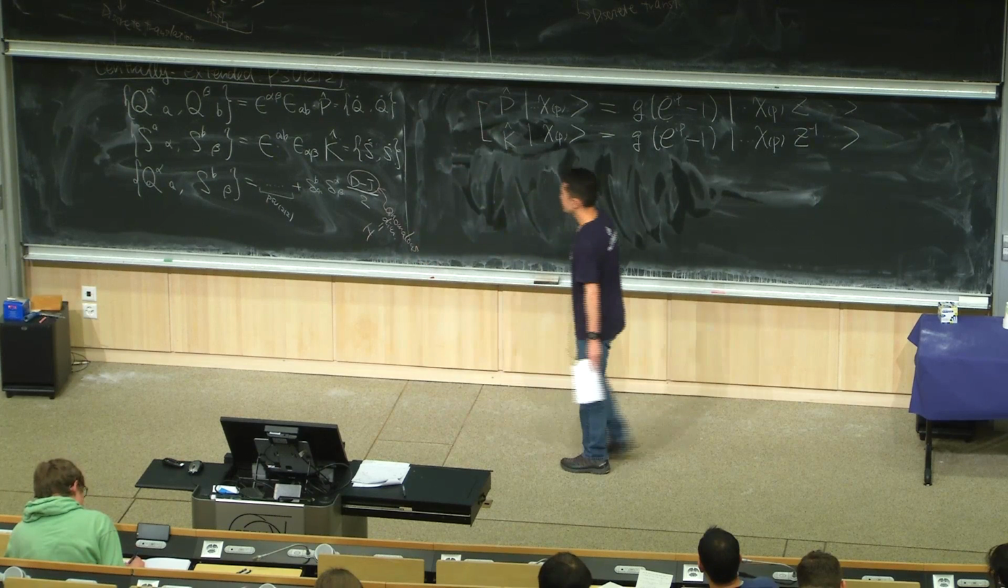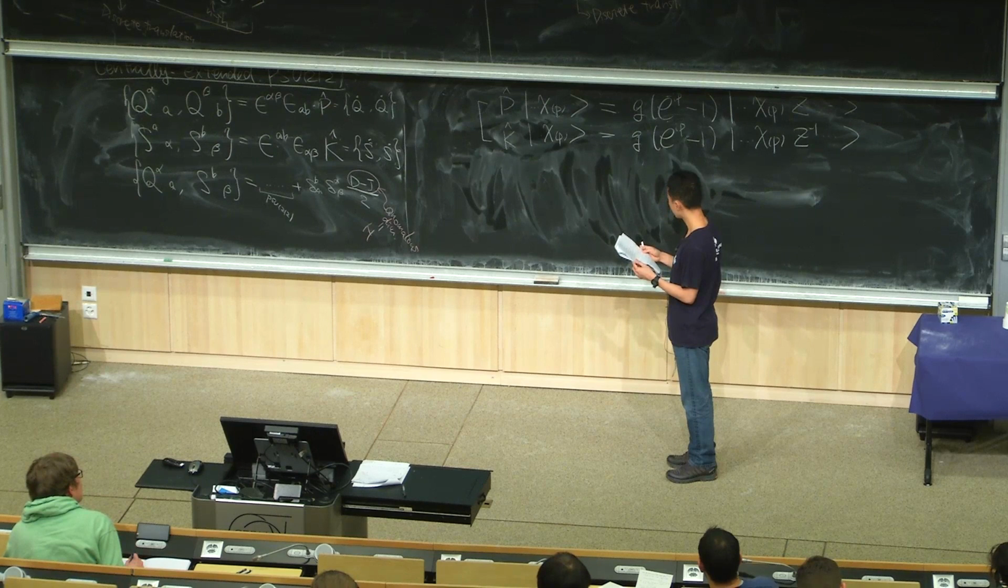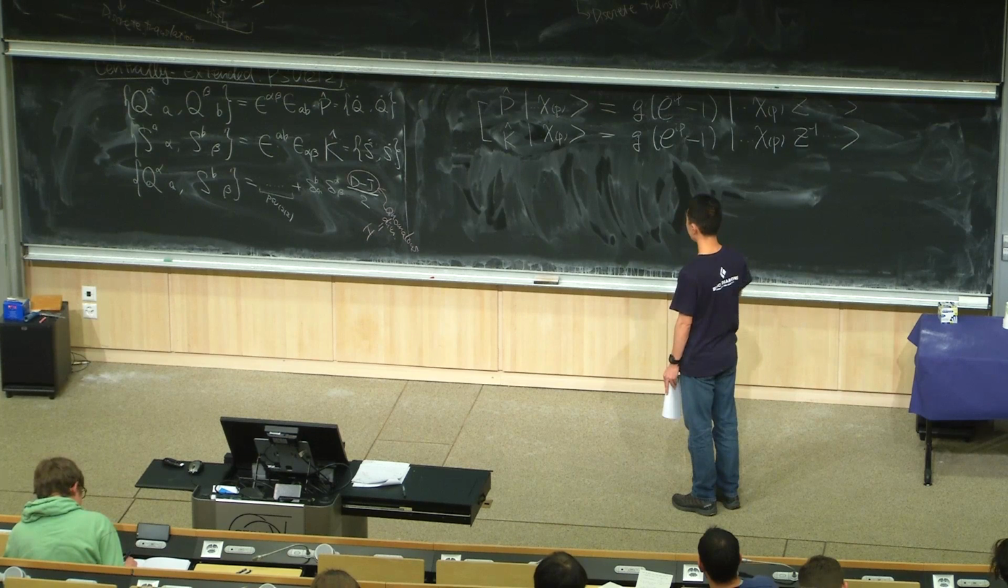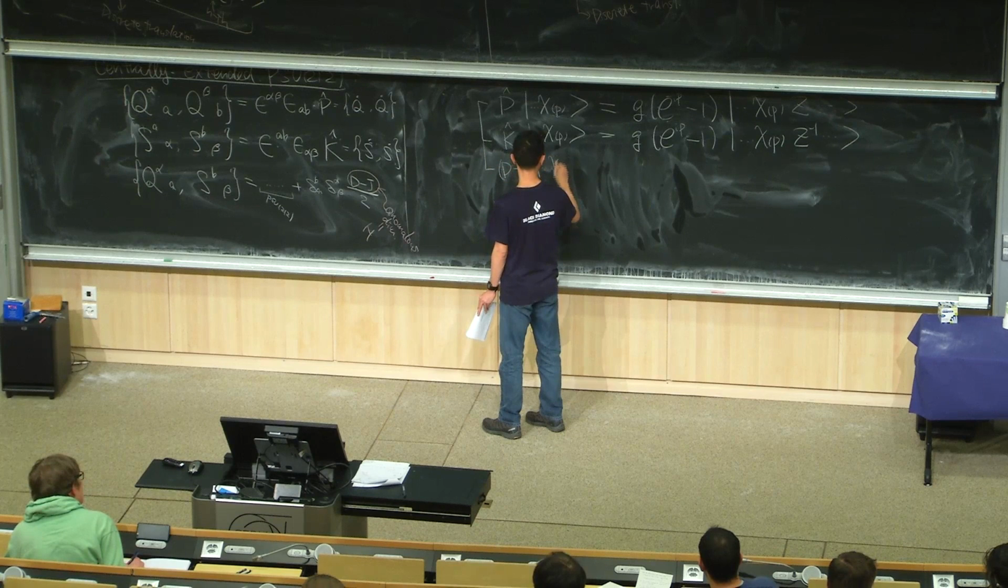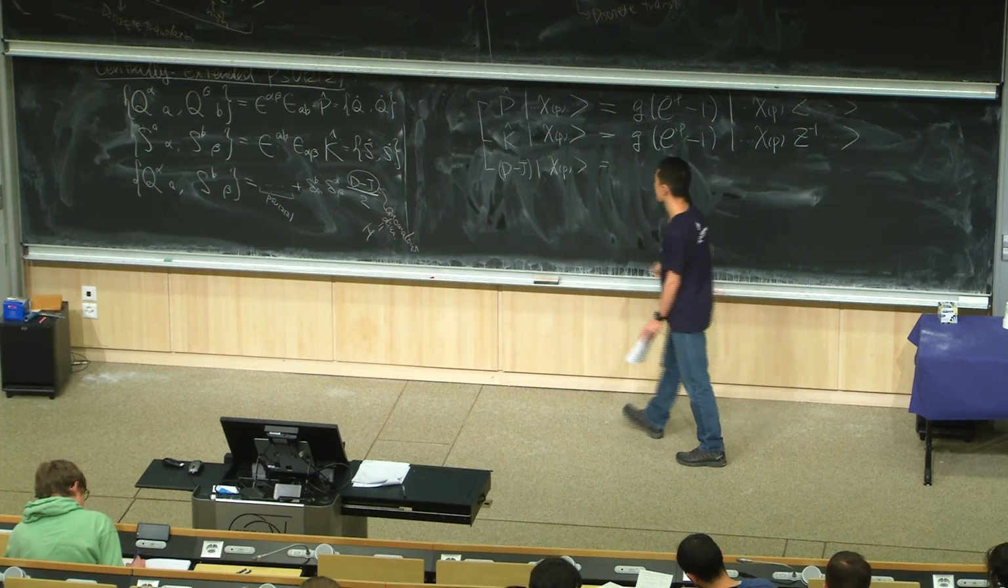So these are the actions of the generators. Let me also write the action of D minus J on this. Yeah, sorry, I shouldn't do that, I think.